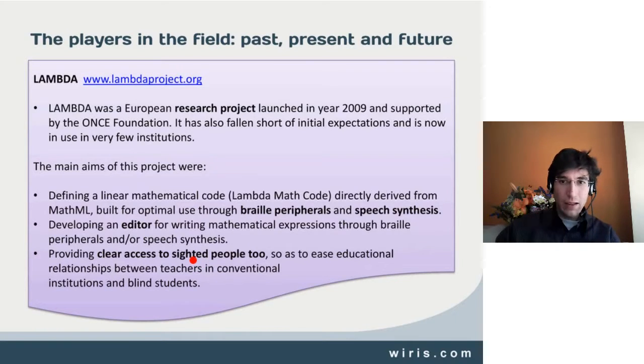This one was funded by ONCE, which is the Blind People Association in Spain, which is worldwide one of the most important. So it's very powerful and has many resources because they manage the lotteries, or some of the lotteries in Spain, so they have money. And they launched this project, but it's not very much in use now. So it has fallen short of what was trying to be achieved.